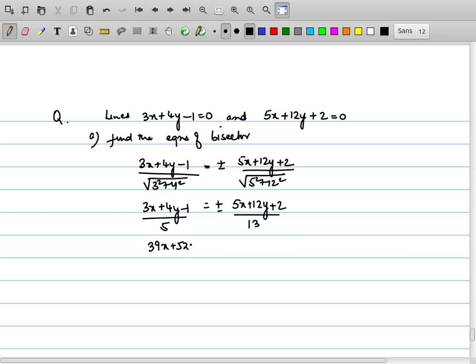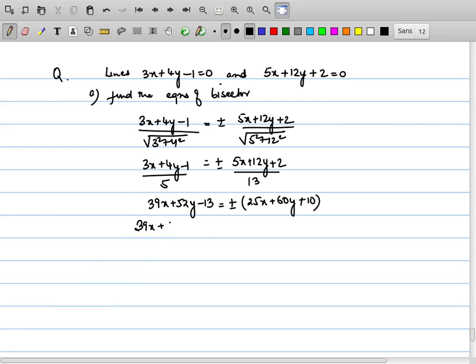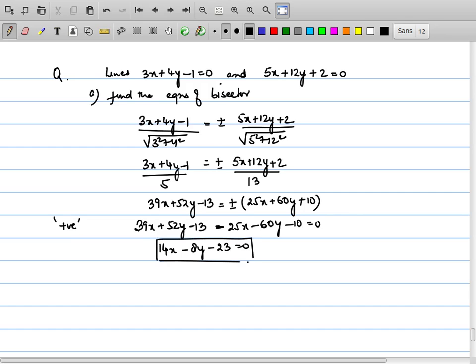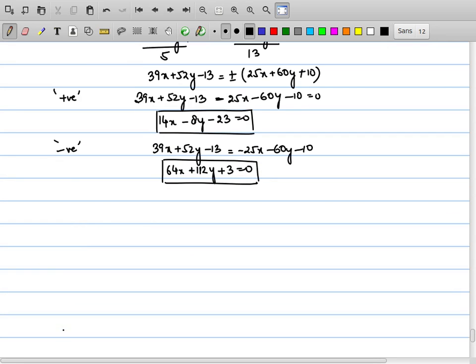We get 39x plus 52y minus 13 is equal to plus minus (25x plus 60y plus 10). Now we'll solve one by one, taking positive and negative sign, and we'll get both the bisectors. 39x plus 52y minus 13 minus 25x minus 60y minus 10 is 0. We have taken the positive sign first. We get 14x minus 8y minus 23 is 0. This is one of the bisectors. The second one is when we take the negative sign. We have 39x plus 52y minus 13 plus 25x plus 60y plus 10, everything taken to the left side. We have 64x plus 112y minus 3 is 0. This is the equation of the second bisector. This is part A. The second question is, find the obtuse angled bisector.